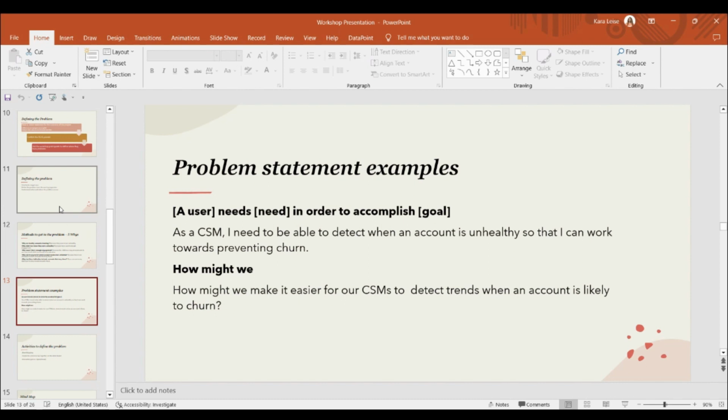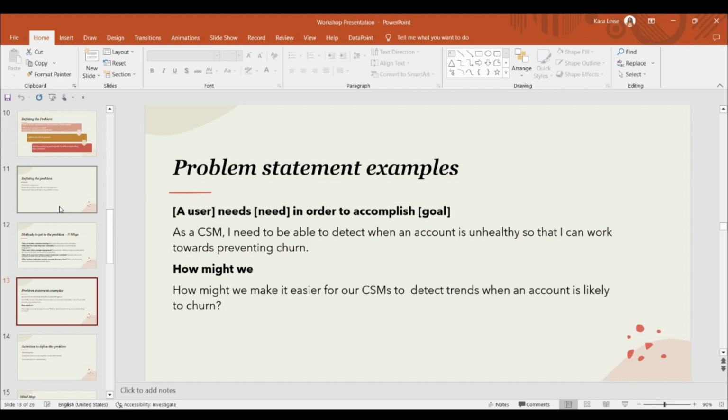So, problem statement examples. How do you write problem statements? Now, this is something you could do as a group, or you could just take all of the feedback you got in there and write something on the whiteboard, and that's what it is for now. And later on, you can go back and tweak it. But in general, you'd say, as a type of user, I need this feature, I need something, right? In order to accomplish some goal I have. So that's the problem, that I need something to accomplish this goal.